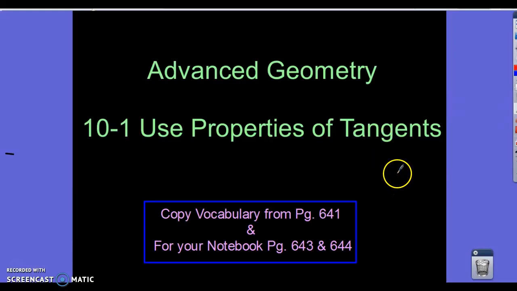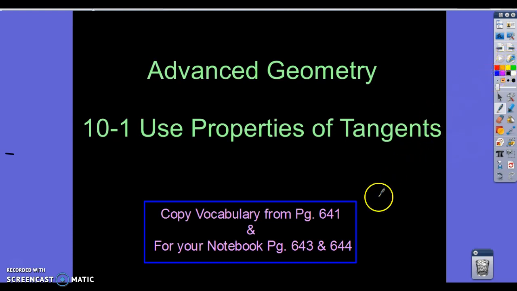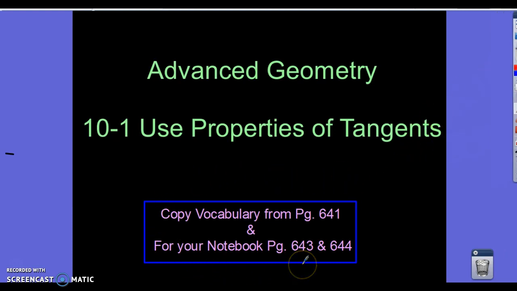Welcome back. This is Mrs. Rubright with Advanced Geometry. Today's lesson is on 10.1, using properties of tangents. You should have already copied the vocabulary from page 641 and the notes for your notebooks on pages 643 and 644.